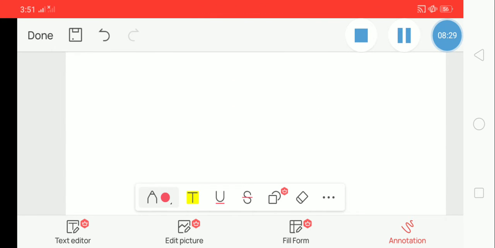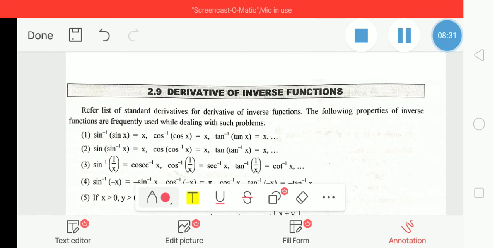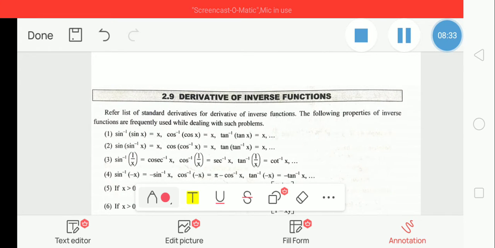Now next, derivative of inverse function. We are also studying inverse functions, and we have solved many problems on inverse functions and trigonometric inverse functions also.